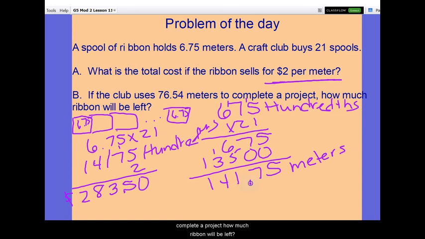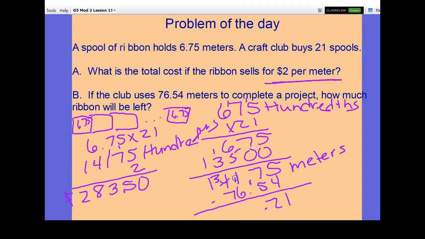And now we want to know if the club uses 76 and 54 hundredths meters to complete a project, how much ribbon will be left. So if this is what they bought altogether, the 141 and 75 hundredths meters, and they used 76 and 54 hundredths meters, I need to take that out by subtracting. And I end up with 65 and 21 hundredths meters left.